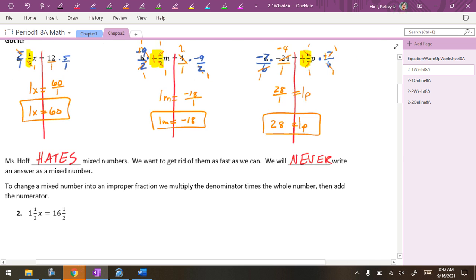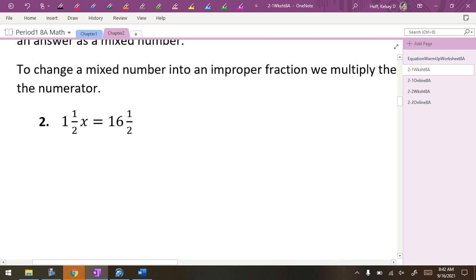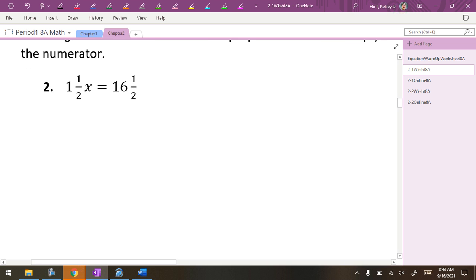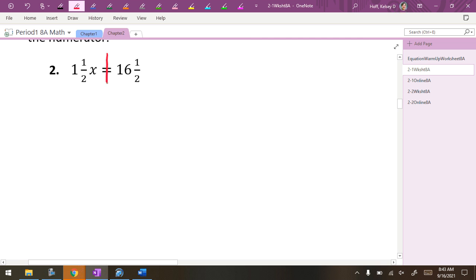So if we are going to change a mixed number into an improper fraction, remember, you multiply the big number by the denominator and we add. You multiply, then add. I'm going to show you one and then I'm going to ask for some help on the others. So when you have anything with a mixed number, the first thing you do is change it to be improper. So let's draw our line down here.